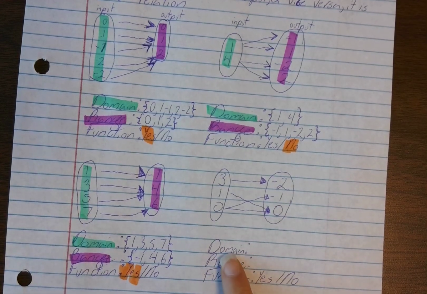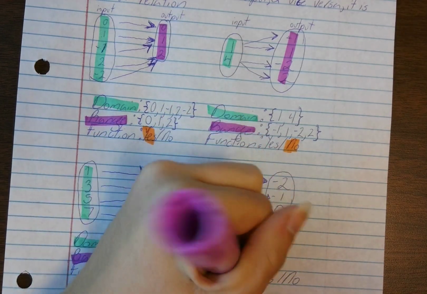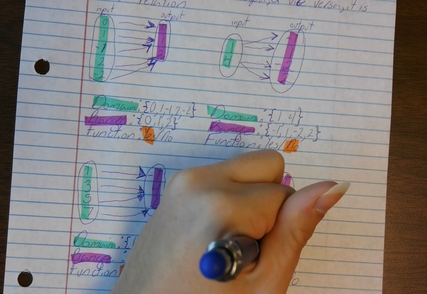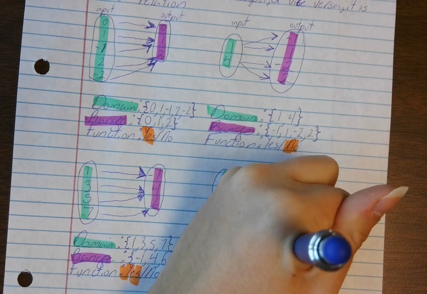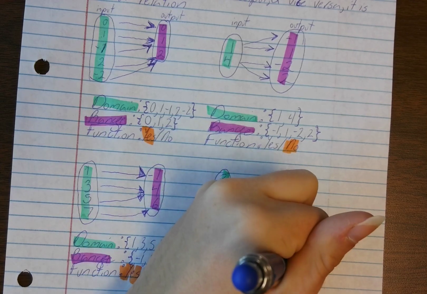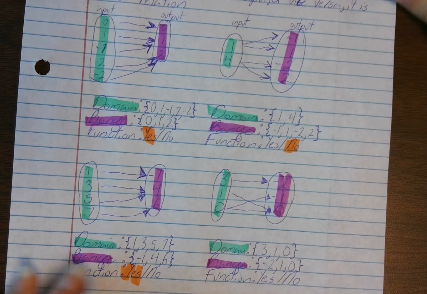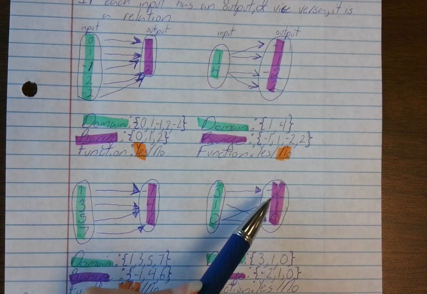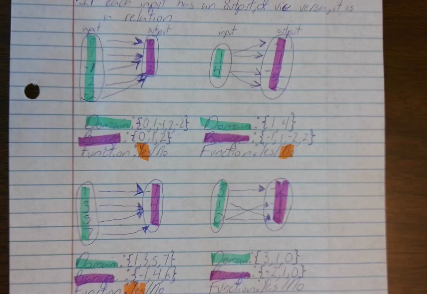Next part. So again, I'm going to highlight my domain. Then I'm going to highlight my range. Now I'm going to write them down. So I should have 3, 1, 0. And then for my range, I should have -2, 1, 0. Nice. Wrote them down. So now I'm going to look again to check if my input has more than one output. So he has one output, he has one output, he has 2 outputs. So that means this can't be a function.